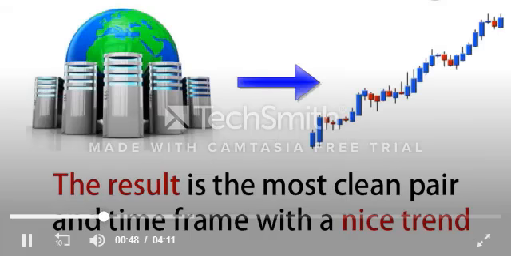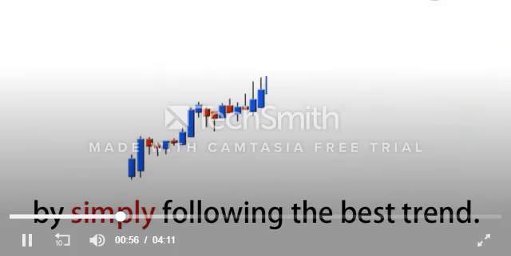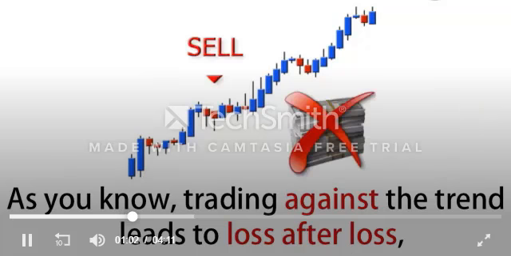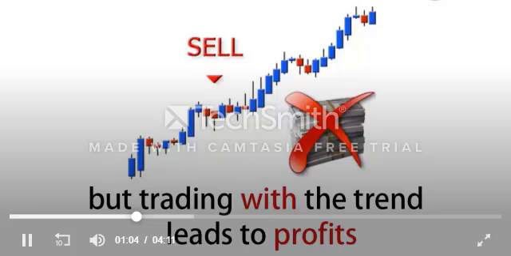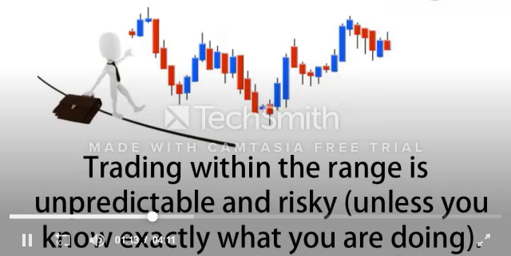The result is the most clean pair and time frame with a nice trend, and this is the key to reduce unnecessary losses and increase your odds of winning by simply following the best trend. As you know, trading against the trend leads to loss after loss, but trading with the trend leads to profits, or at least increases profitability of any method or robot you trade.